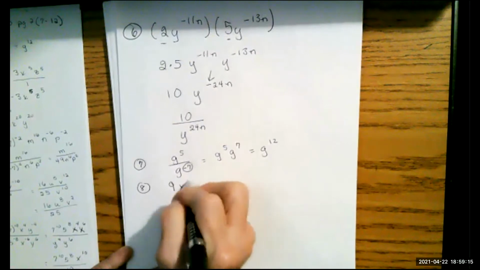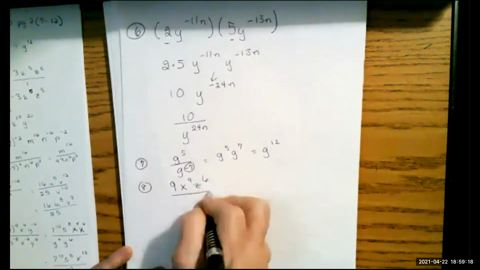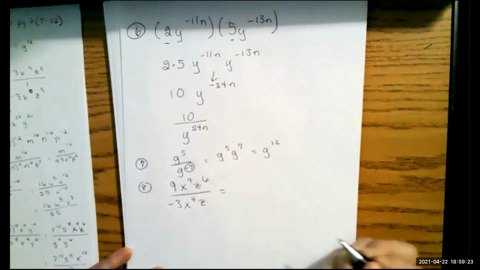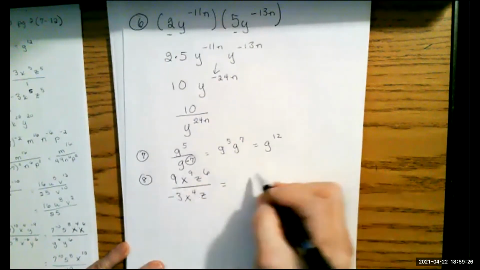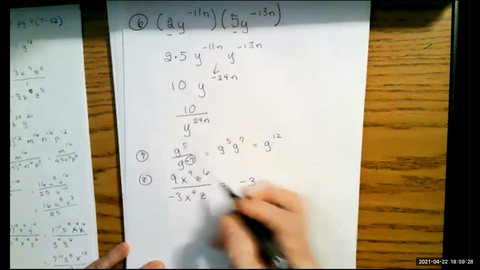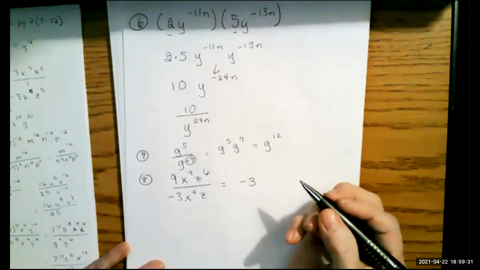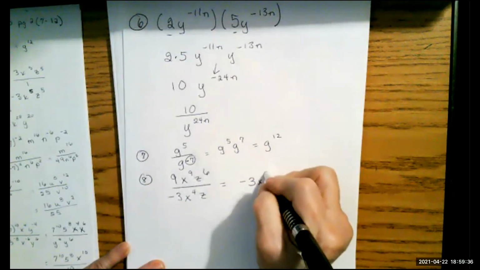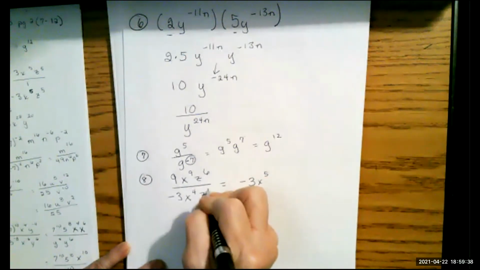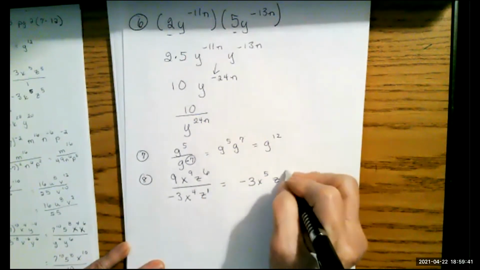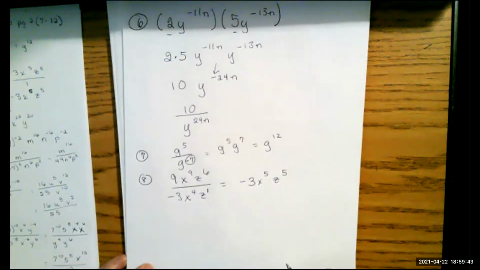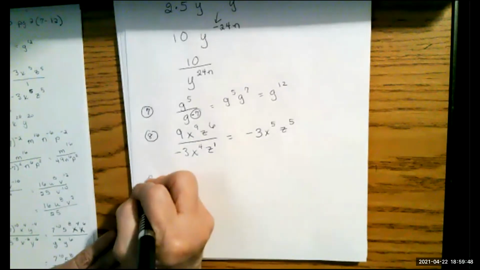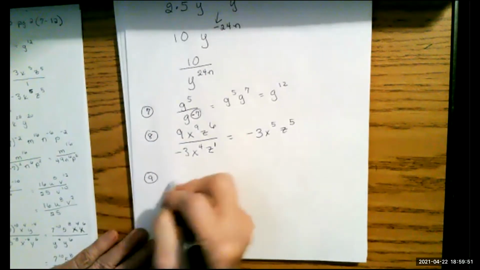This one is 9x to the 9th, z to the 6th, over negative 3x to the 4th, z. 9 will go into 3 times. I don't have any negative exponents here, so I can probably figure this one out. Negative 3, 9's bigger than 4, so I'll have an x to the 5th. There's a z to the 1st down here, so I have a z to the 5th as well. Negative 3, x to the 5th, z to the 5th. If you can't figure out where I got something, please ask.